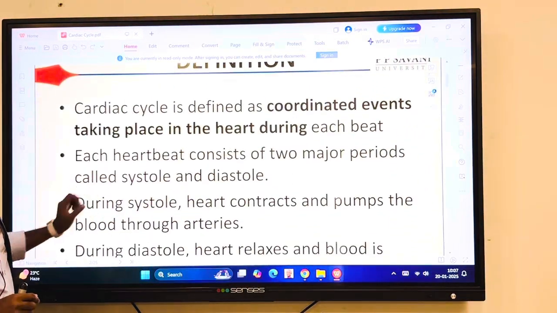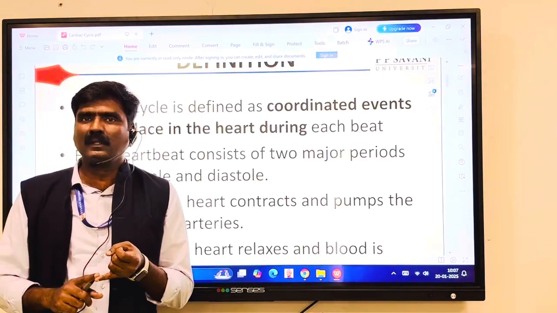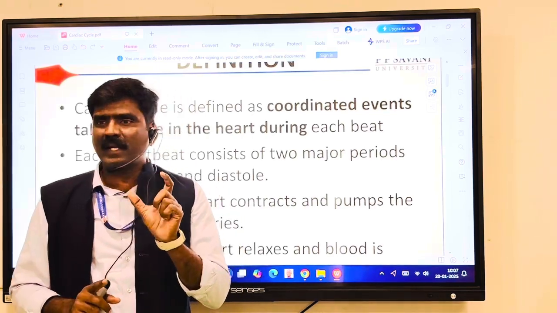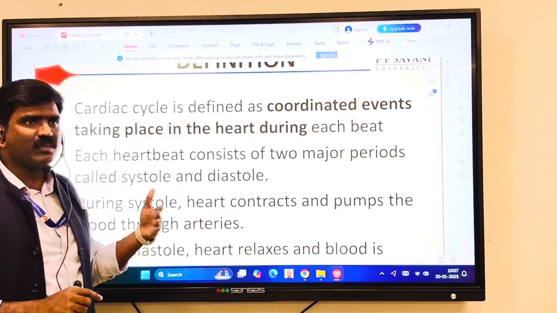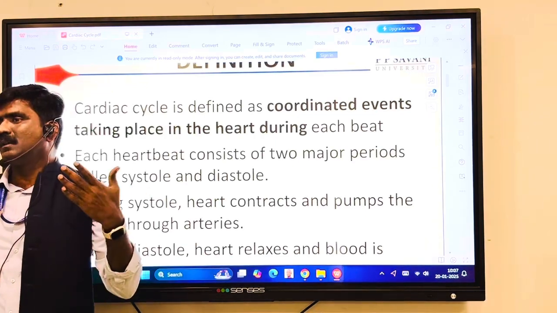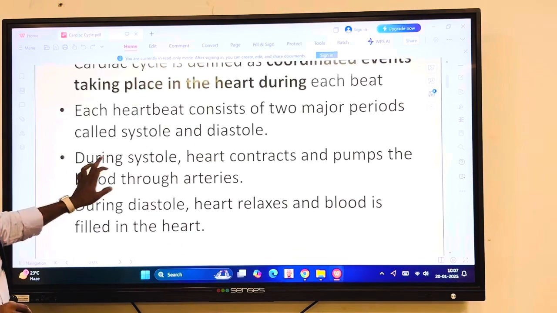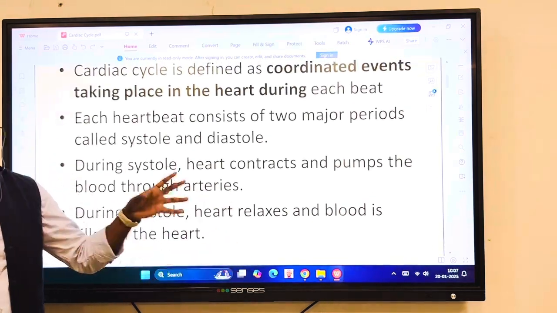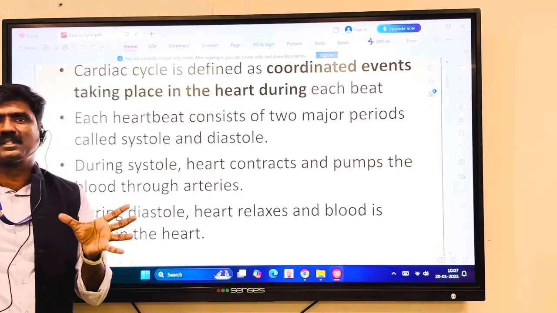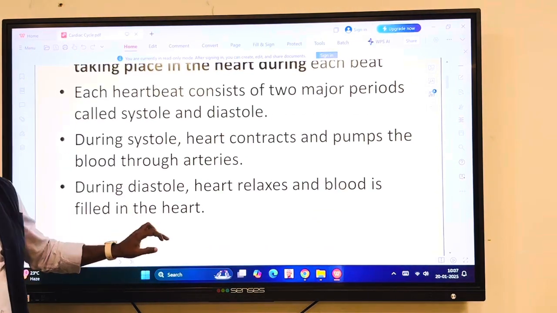As we already know, it has a systole and diastole. One systole and one diastole we call a cardiac cycle, right? So we are going to discuss the mechanical events happening during one systole and one diastole. You know what is systole, what is diastole? Systole means contraction and it ejects the blood. Diastole is relaxation and it receives the blood, right?